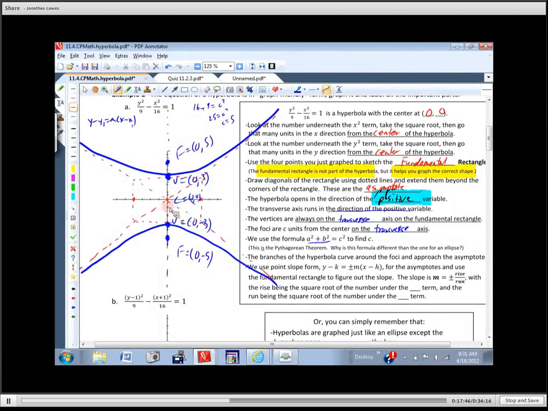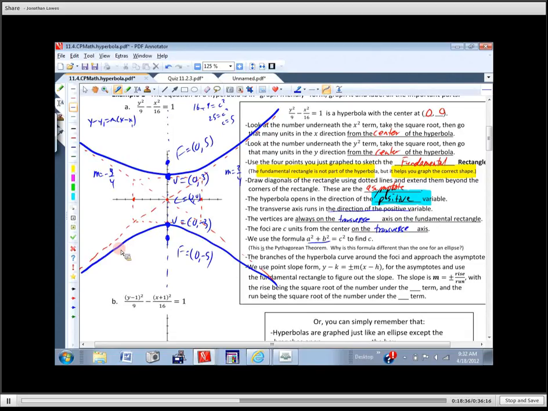We could count here: 1, 2, 3, back 1, 2, 3, 4. So down 3, back 4, that would be negative 4 over negative 3. Rise over the run. Everybody okay with that? This one would be the exact opposite. Not reciprocal, exact opposite, because this would be a rise of 3 and then back 4. So the slope of this one is negative 3/4. The slope of this one is positive 3/4. Everybody okay with that? No? The slope of the asymptote, not the slope of this whole thing, just the slope of that line. We're just trying to come up with the equation for the asymptotes.